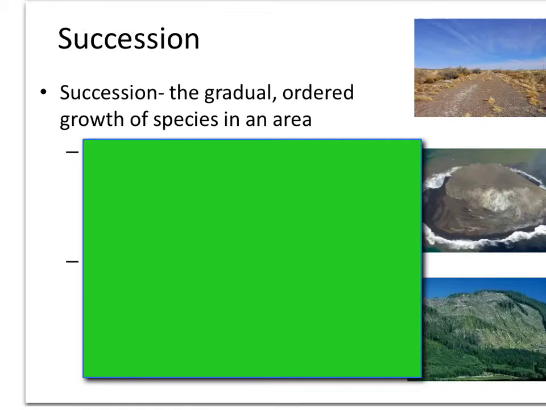Same thing if you have a nice mowed lawn, right? If you stop mowing that lawn, are you going to have trees there in a year? No. You have to work through certain stages, right? It's gradual, not change overnight, and you know what to expect is coming.